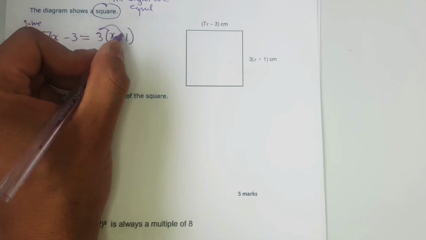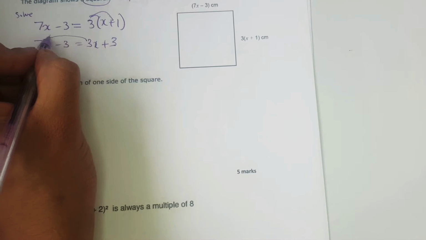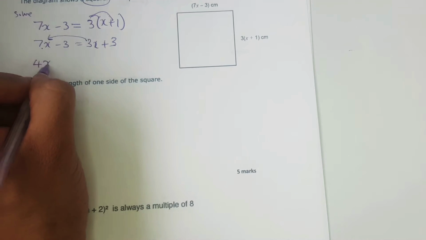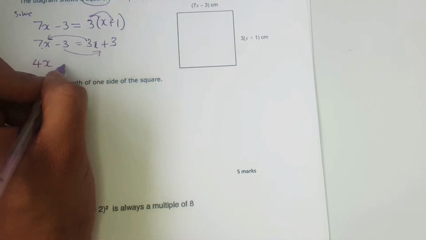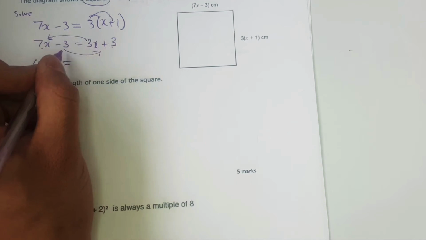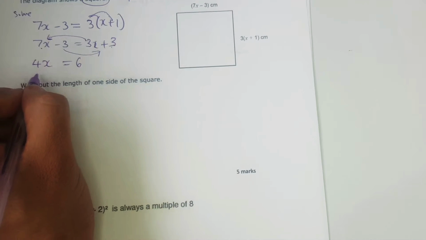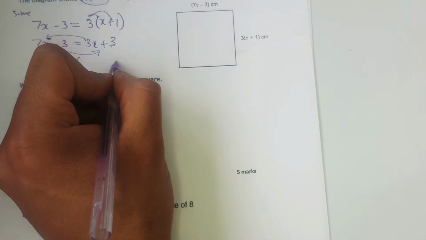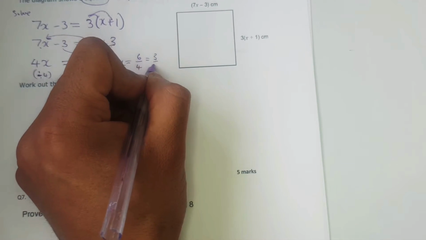I've just expanded that. Collect all the x's to one side, so I'm going to shift that over there and it becomes take away 3x. 7x take away 3x is going to be 4x. I'm going to shift that minus 3 over there and it becomes a positive 3. 3 add 3 is 6. Then lastly, I'm going to divide both sides by 4, and I'm left with x equals 6 divided by 4, which is 3 over 2.